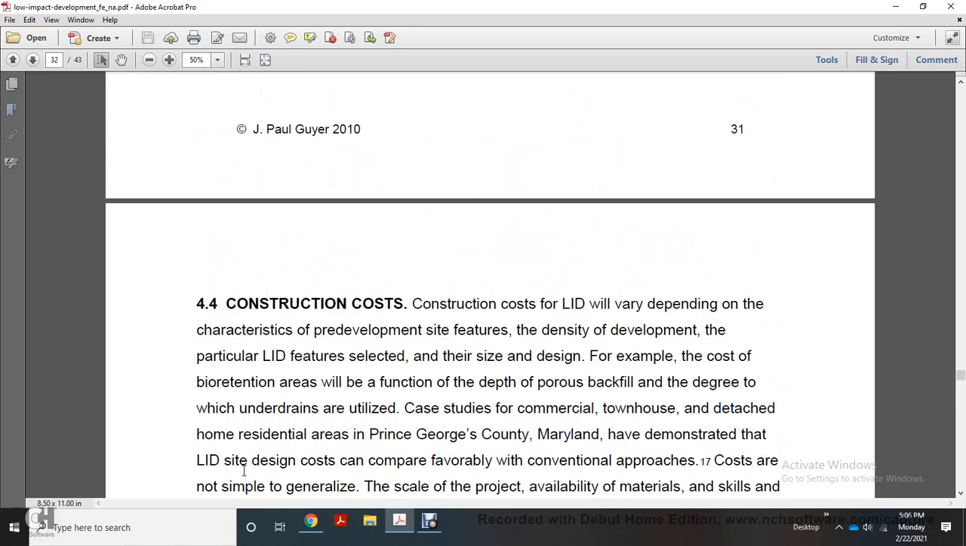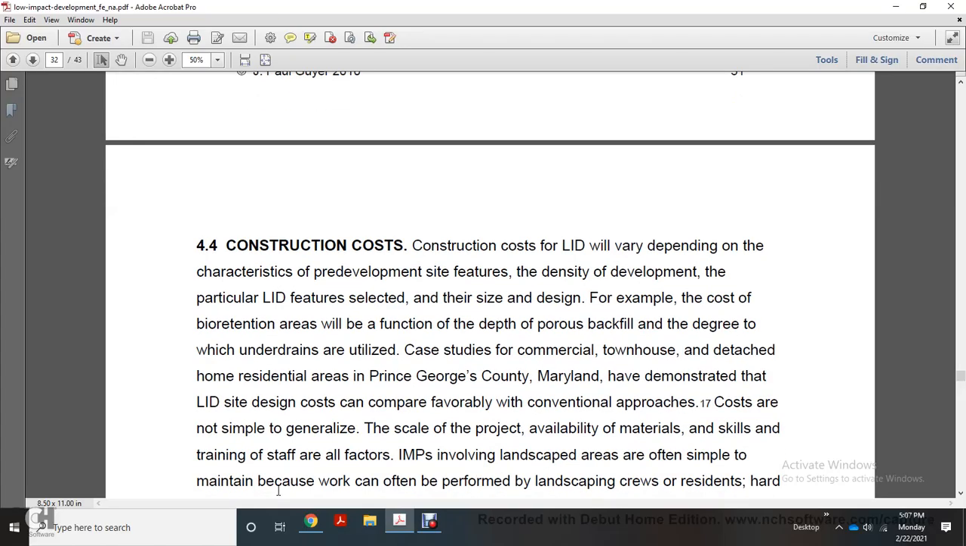Construction costs of low-impact development vary depending on the character of the pre-development site, the density of the development, and the particular low-impact development features selected for the site design. For example, the cost of a bioretention area will vary with the depth of the backfill and the degree of underdrains that are utilized. Case studies of a commercial site, townhouses, detached homes and a residential area in Prince George's County, Maryland have demonstrated that low-impact development site design costs are comparable with, or lower than, the conventional approach. Costs are not simple to generalize, as they vary with the scale of the project, the availability of materials, and the training of the staff.